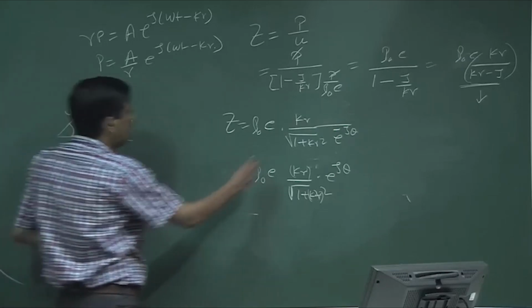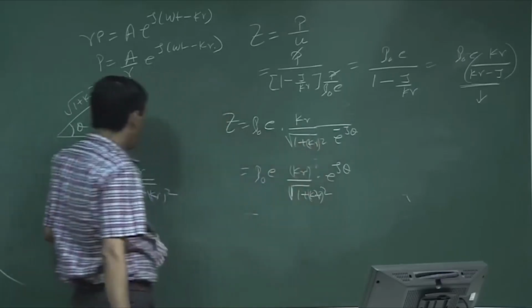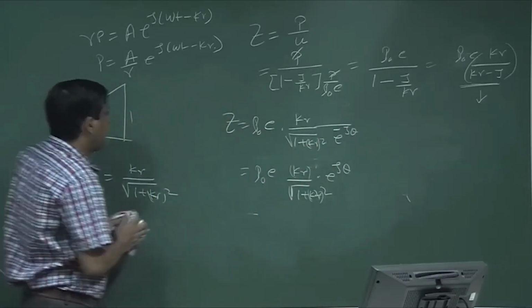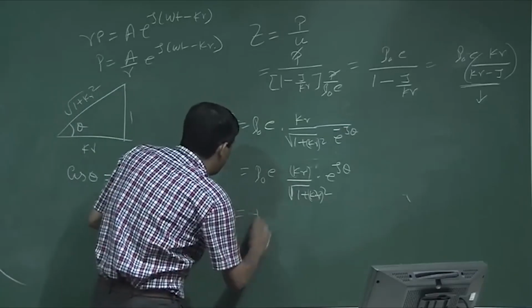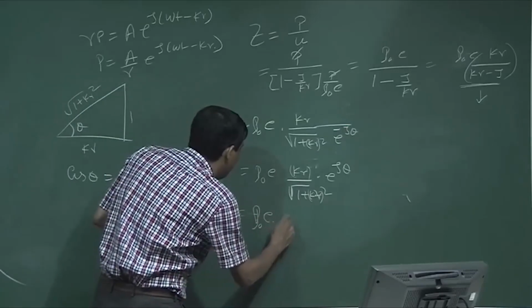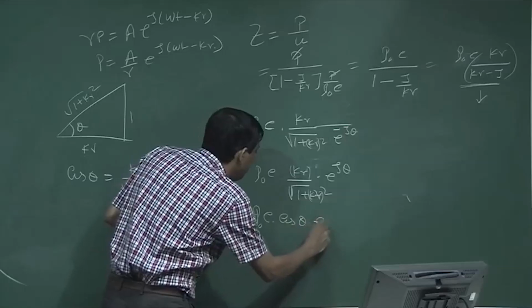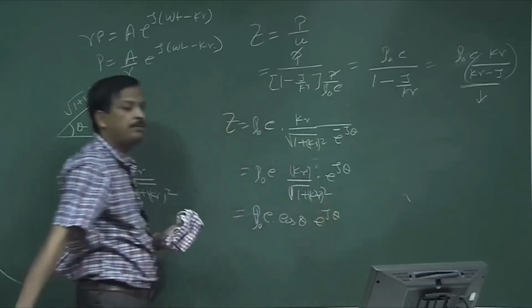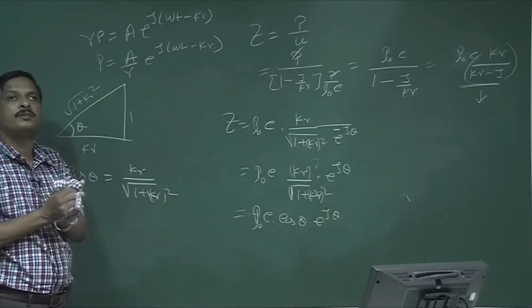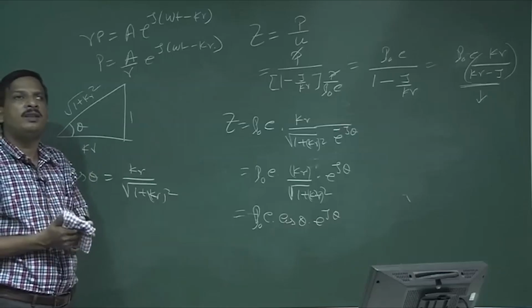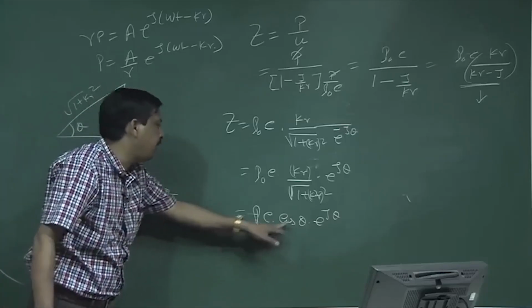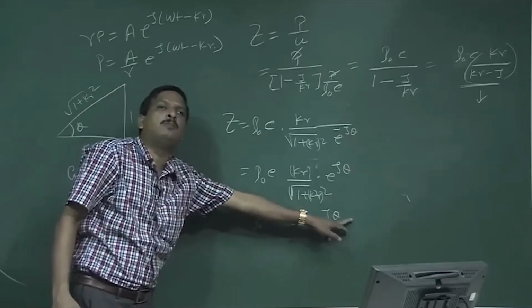Okay, kr squared. So, in that case, I can write this is nothing but rho 0 c cos theta into e to the power j theta.